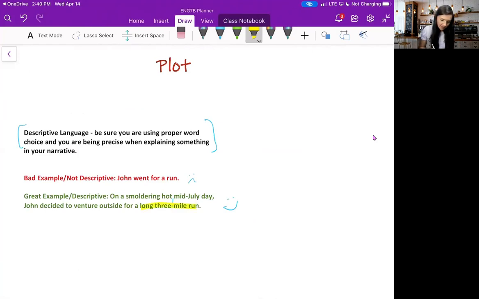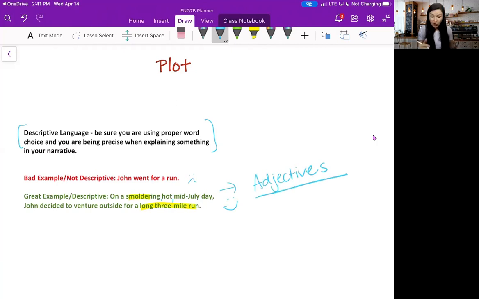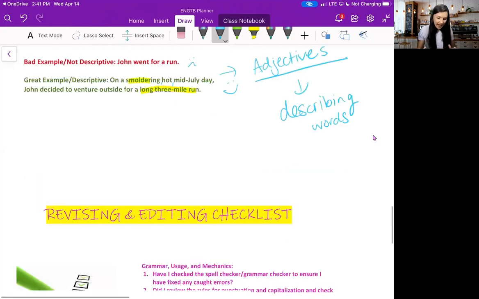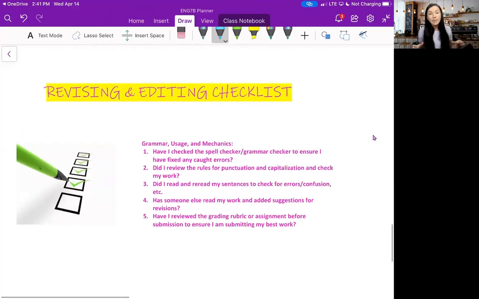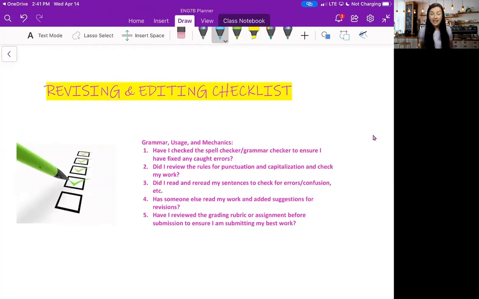Okay, on a smoldering hot mid-July day, you'll notice that there should be commas separating those adjectives here. That's a key thing. When you're just having descriptive writing, you have adjectives. Those are describing words, okay, used throughout your narrative, throughout your writing. Okay, and as always, you want to make sure you're revising and editing your narrative or any type of writing before submitting it, before having that final product.